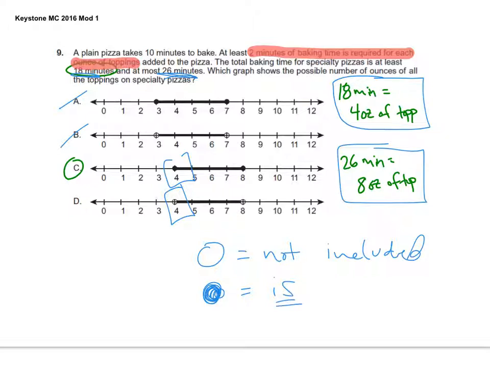So when we go back and read that statement a little more carefully, the total baking time is at least 18 minutes. So that means if it's at least 18 minutes, it's including 18 minutes. So that's why C is your best answer there, because we want to make sure that at 4 ounces it's a closed circle.